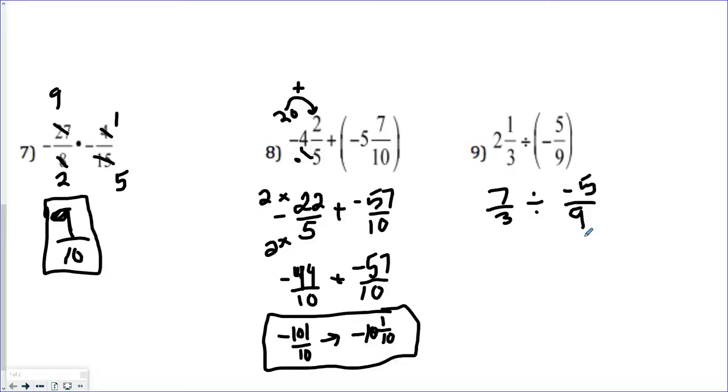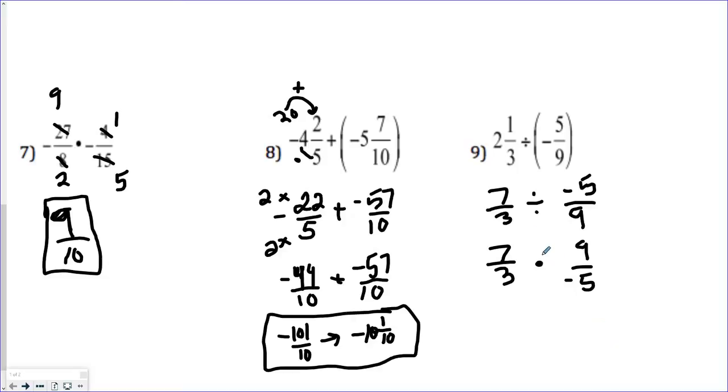But a negative fraction is a negative fraction, so it applies to the whole fraction itself. So how do I work this problem? Well, when I'm dividing fractions, remember, dividing fractions means the first one stays the same, and the second fraction flips. And then you multiply them together. So division changes to multiplication, 5/9 flips and becomes 9/5, and now I'm back to multiplying.